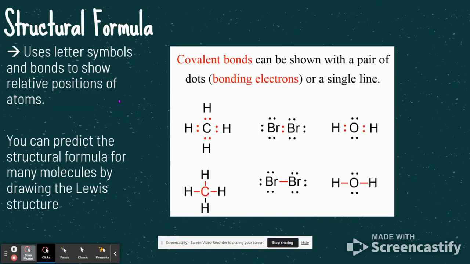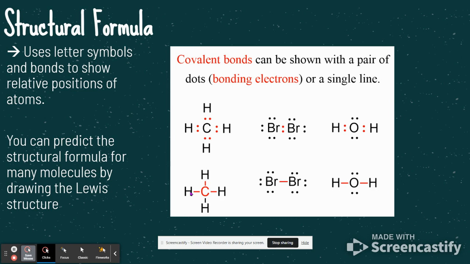All right, so here we go. We're going to be talking about structural formulas. What this does is it uses letter symbols and bonds to show the relative positions of atoms. We are able to predict their structural formula by drawing what we call Lewis structures or electron dot structures. As you saw in the notes yesterday, we can have dots that represent a bond, or we can have lines that represent the bond.